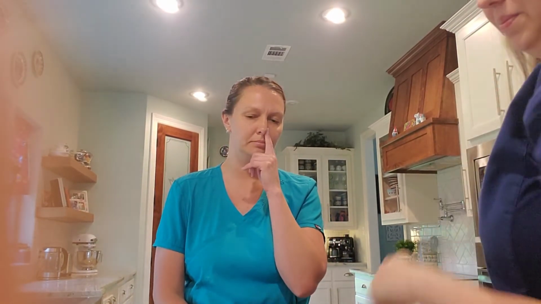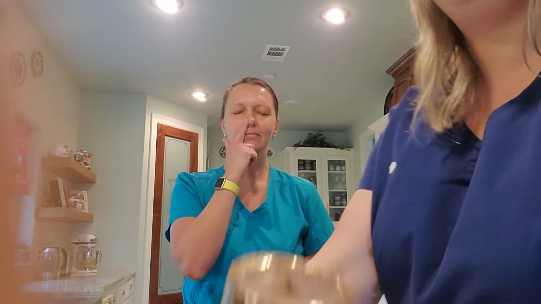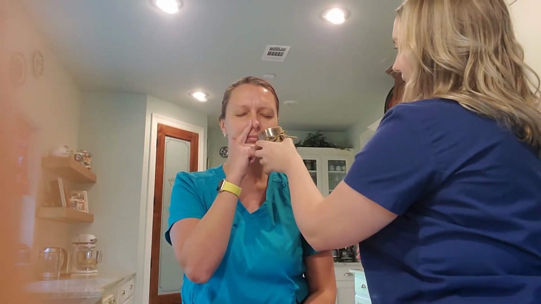So first, we will be assessing cranial nerve 1, the olfactory. At eye level, I'm going to have the patient occlude one nostril. Close your eyes and smell. Can you identify what that is? Coffee. Okay. Occlude the other nostril. Vanilla. Okay.